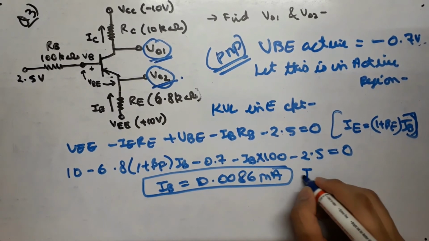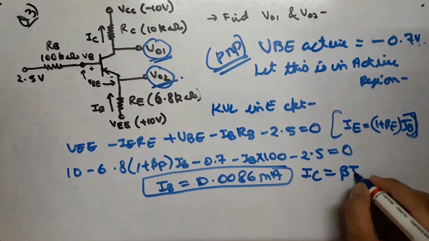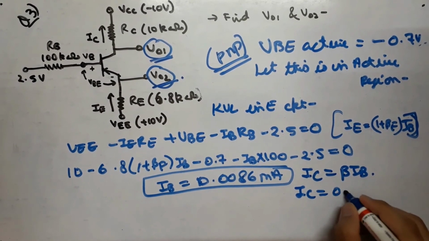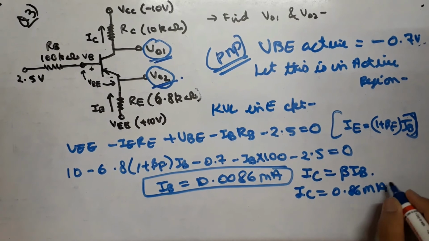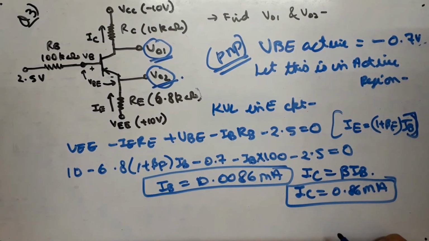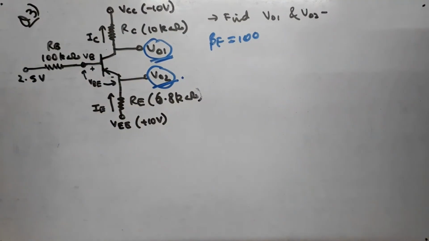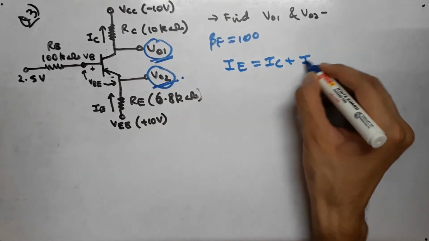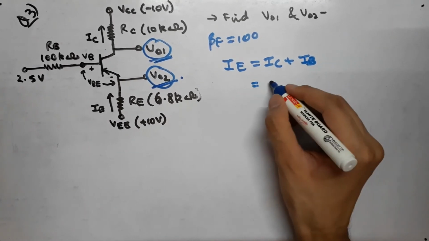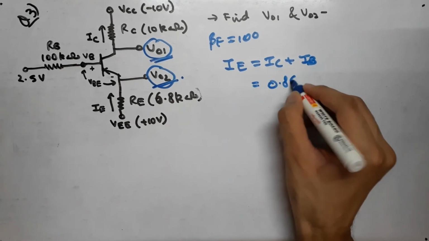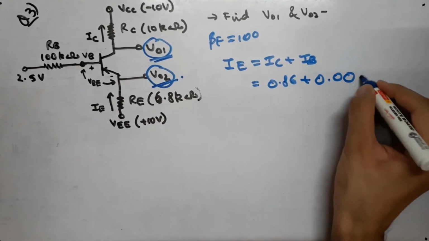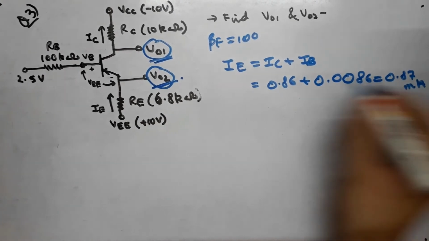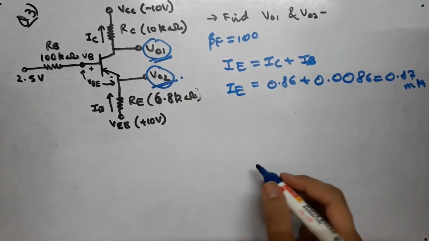Now we know the formula that IC is equal to beta into IB. So from here we will get IC is equal to 0.86 milliampere, as the value of beta is given. Now we will use the formula IE is equal to IC plus IB, and we will put the values. We will get 0.86 plus 0.0086 is equal to 0.87 milliampere. This is the value of IE.